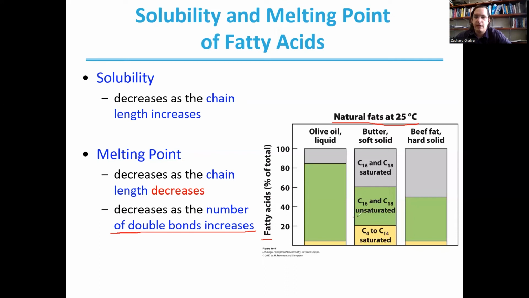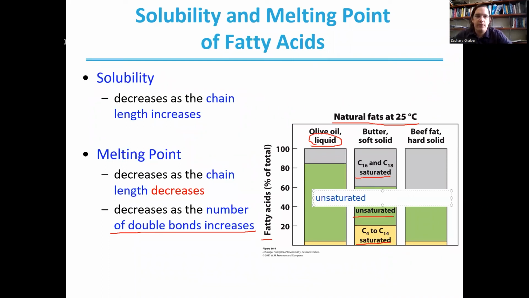The green is marking unsaturated fats, and the gray and yellow are representing different forms of saturated fat. So our gray are longer saturated fats, and our yellow are our shorter saturated fats. So the more unsaturated fats we have, the lower our melting point will be. And what we see is that results in a liquid at room temperature. So olive oil and other oils that are liquid at room temperature will tend to have a high proportion of those unsaturated fatty acids.